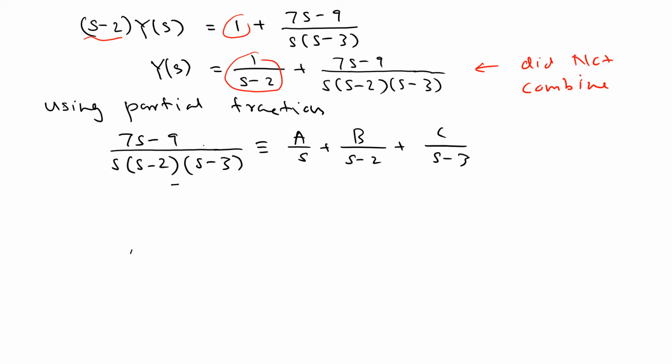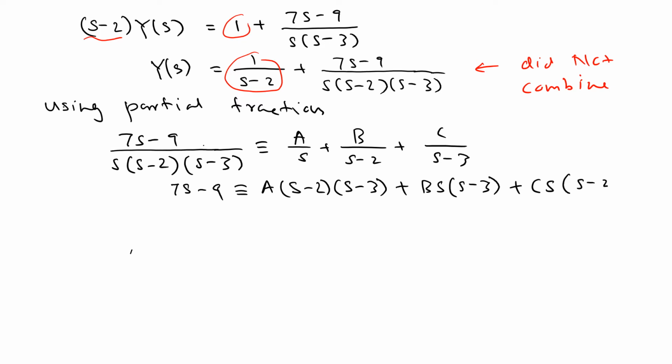So that means this is going to be 7s minus 9 identical to, we only write the missing terms. What are the missing terms here? For A, the missing terms are s minus 2 and s minus 3. For B, s is missing, so s and s minus 3. And for C, s is missing and s minus 2 is missing.